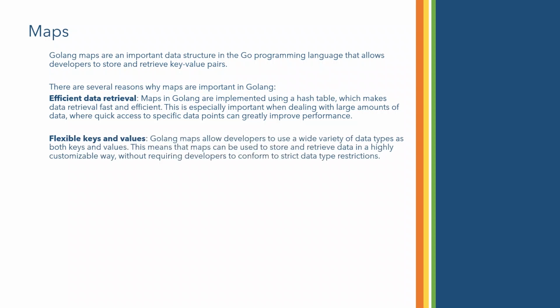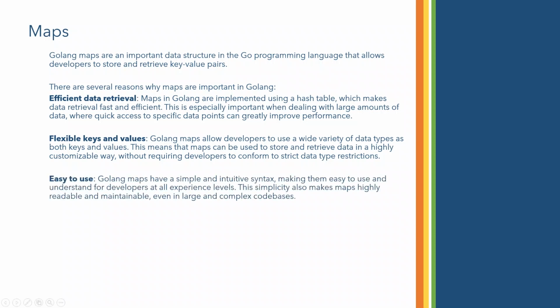Flexible keys and values. Golang maps allow developers to use a wide variety of data types as both keys and values. This means that maps can be used to store and retrieve data in a highly customizable way without requiring developers to conform to strict data type restrictions. Easy to use. Golang maps have a simple and intuitive syntax, making them easy to use and understand for developers at all experience levels. This simplicity also makes maps highly readable and maintainable, even in large and complex code bases.